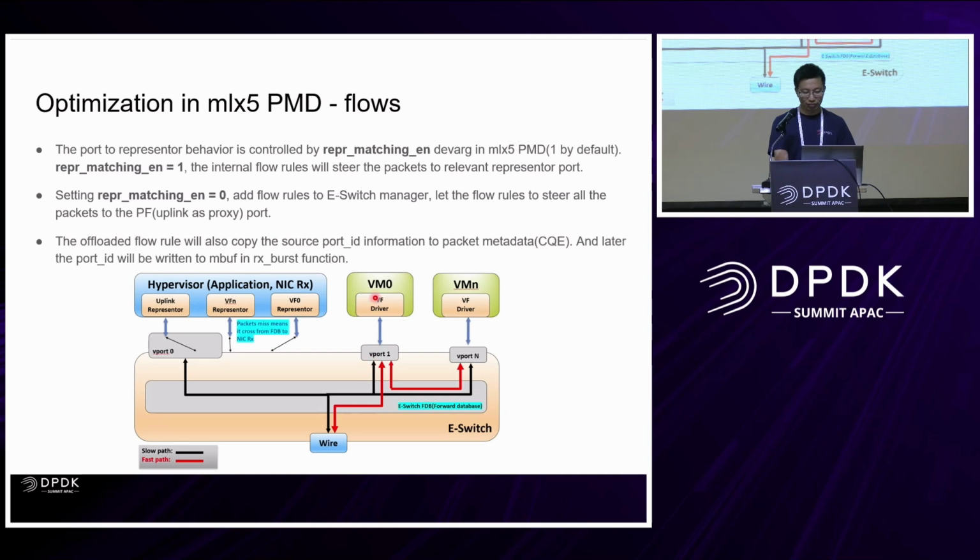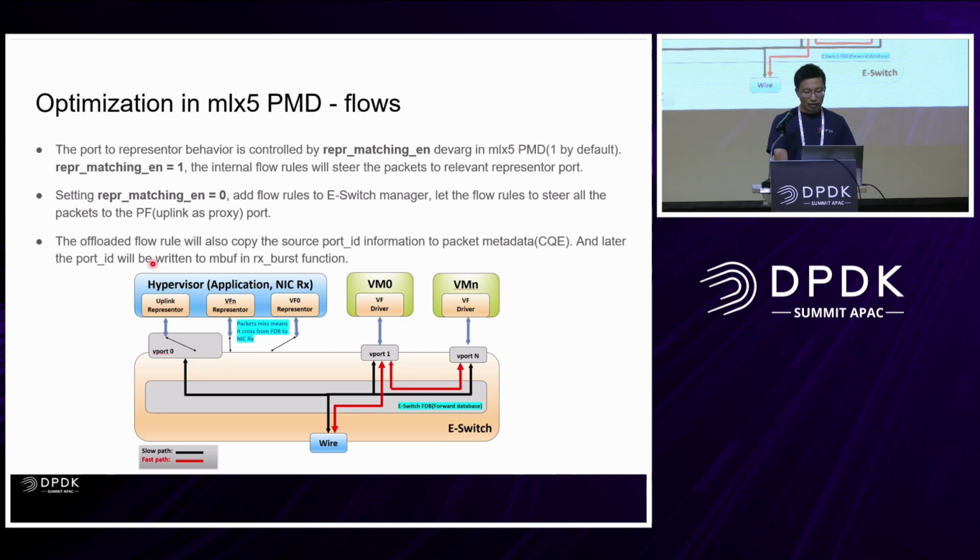All the packets from the VFs, no matter which VF, will all go to the uplink representor. Okay, we can receive all these packets from the uplink representor. So in that case, there is no need to poll the VF representor ports anymore. Then here comes the problem: if we poll only the single port, how can we understand which source port the packet came from when it arrives at the single uplink representor?